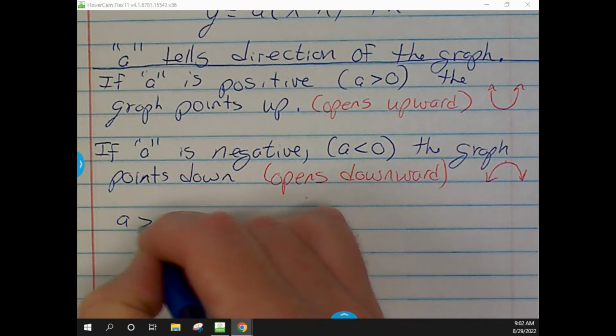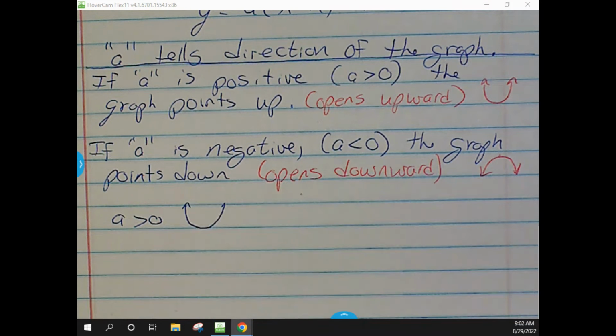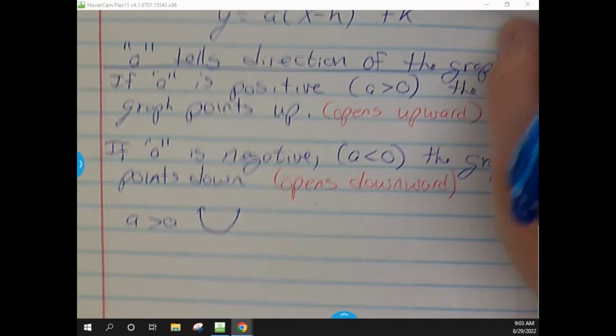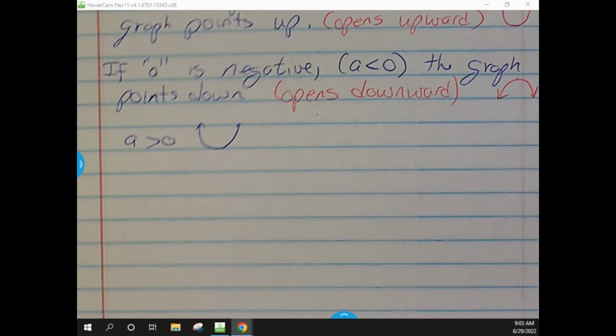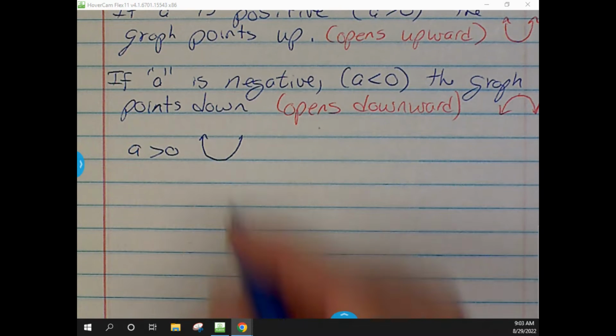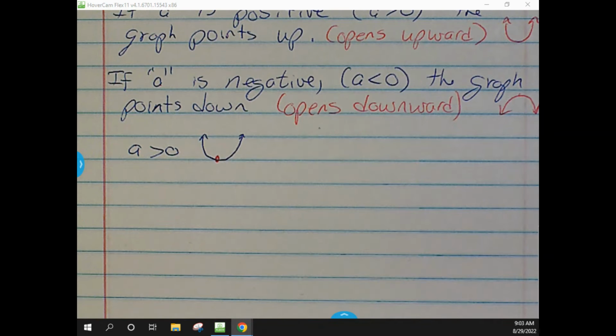So we've got a is greater than 0, right? We've got a graph that looks something like this. I wasn't thinking, it kind of jumps a little bit there. All right, so for a is greater than 0, we've got something like this. Everybody okay that the vertex would be right here?